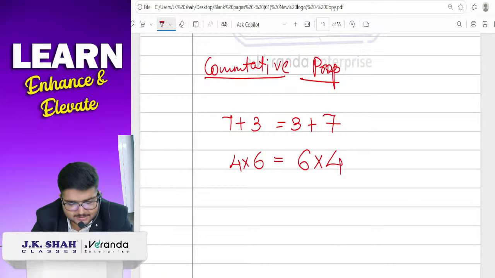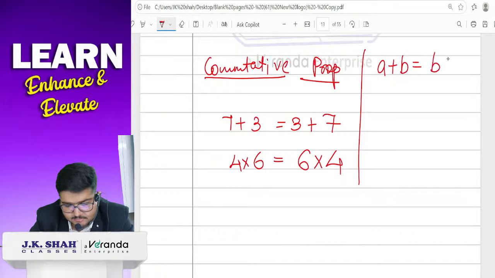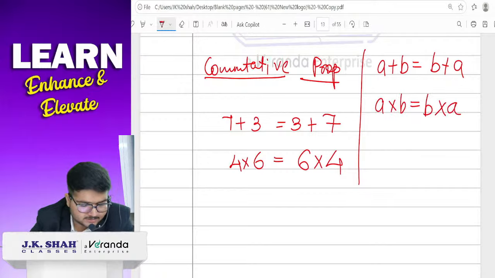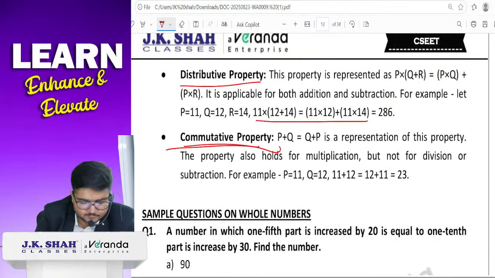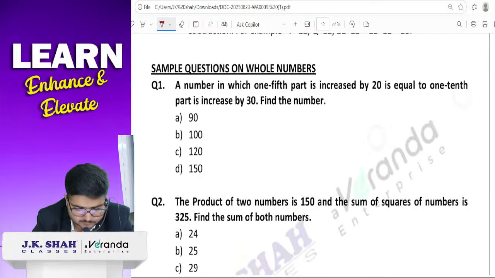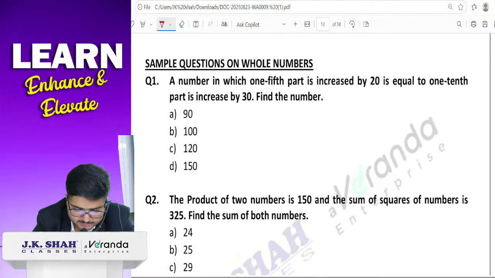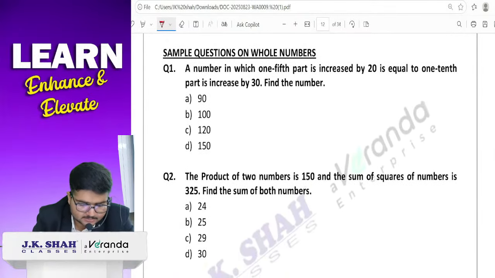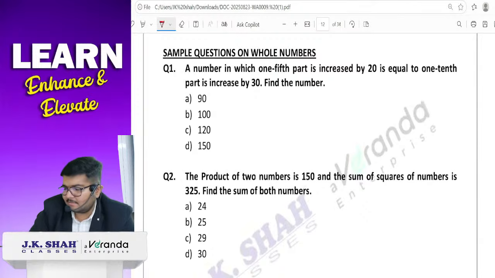You got the gist, right? So they will ask you, what is this property? A plus B equals B plus A. Which is this property? Your answer should be commutative property. If they put variables, you don't have to worry, don't get very tensed. With a calm mind you have to solve the questions.